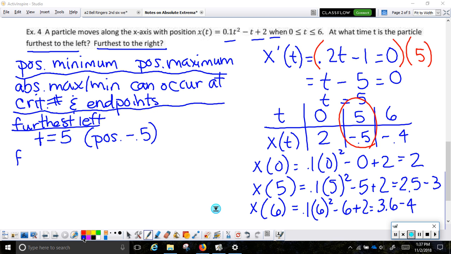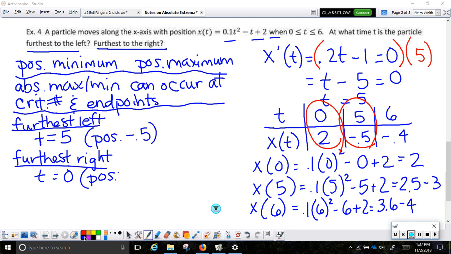Okay, the particle is furthest right when its position is maximum. So looking in the table, its position is maximum. That's the biggest output. So it's furthest right when t equals 0. At that point in time, it's at a position of 2. Okay, we've finished the question.